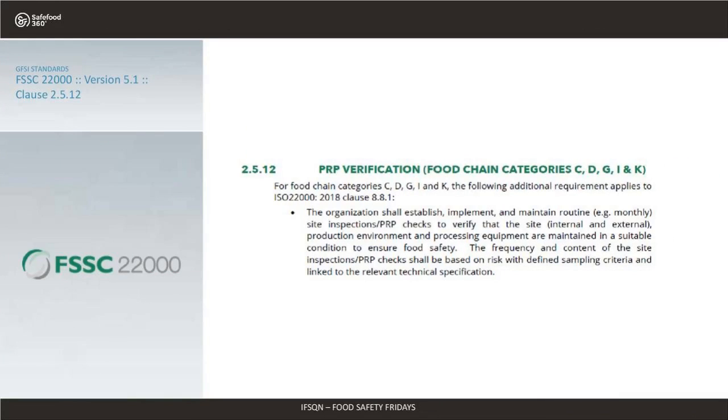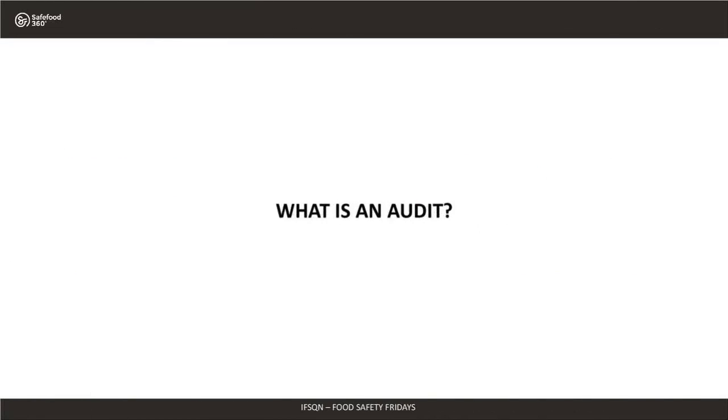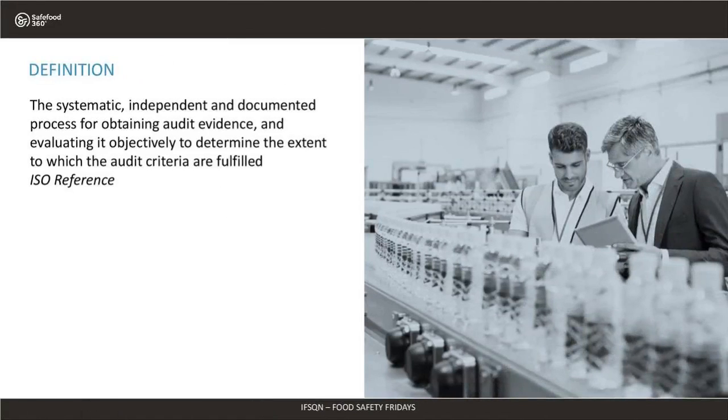FSSC 22000, again: the organization shall establish, implement and maintain routine site inspections, PRP checks and audits. This is a very clear requirement, and I think a logical and reasonable one for food safety management. What it's saying is we need to conduct these things called operational audits. And what exactly are audits? A few slides just to discuss that, guys.